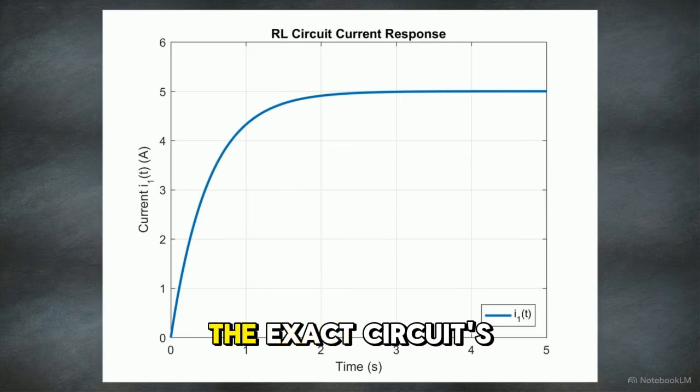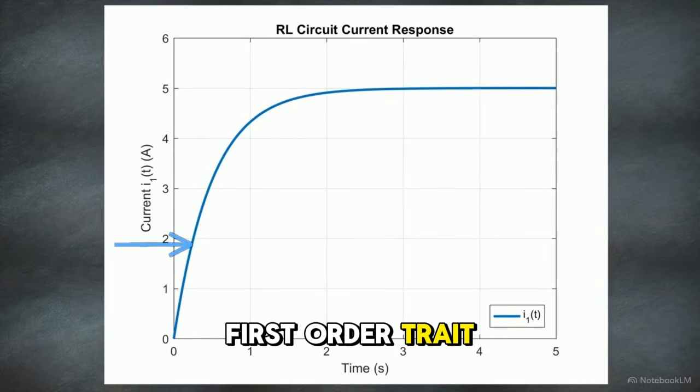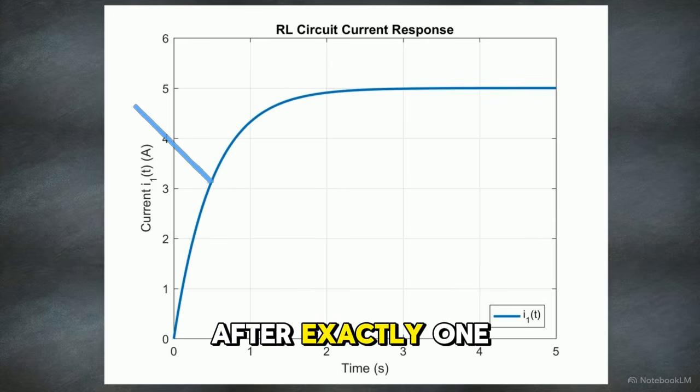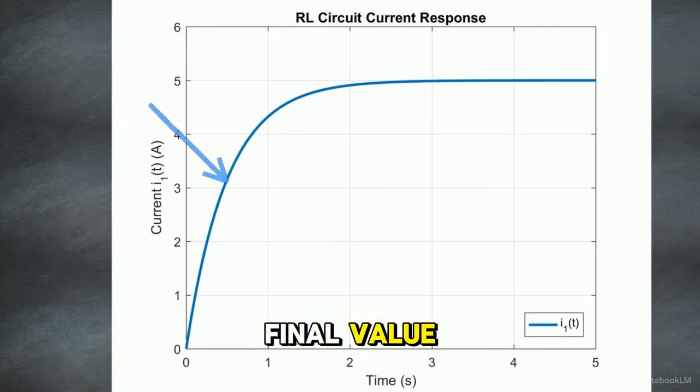This plot maps the exact circuit's current response to a unit step input. It rises to a steady 5 amperes. Notice the definitive first-order trait, an exponential rise without oscillation. After exactly one time constant, the system reaches 63% of its final value.